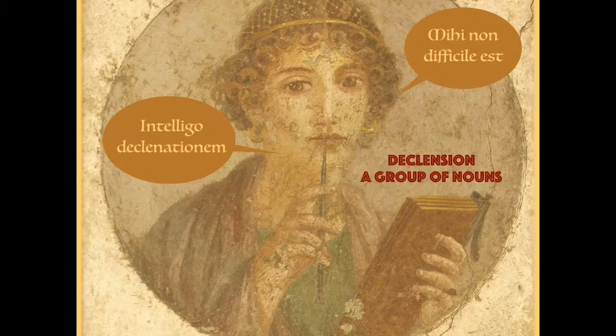And understanding how to identify the declension or the group that a noun belongs to is the key to knowing what ending to use and how to interpret the ending when we are reading. Now, let's review how to determine the declension of a noun.